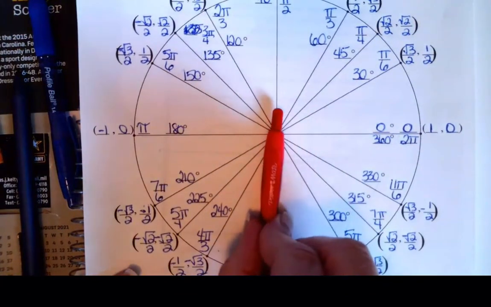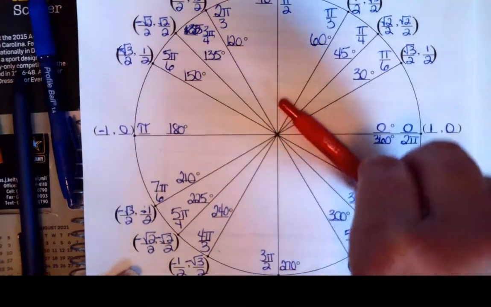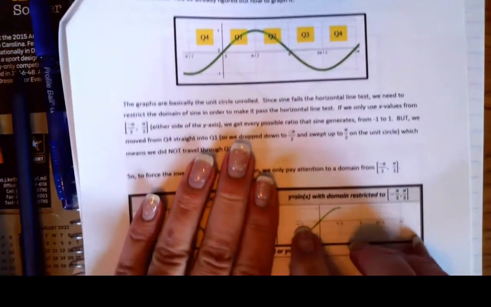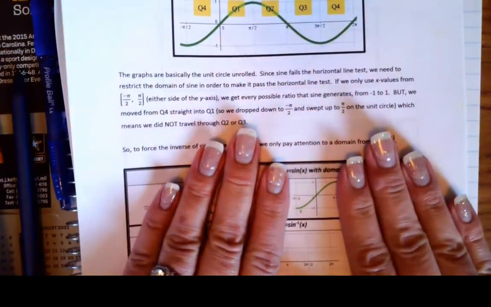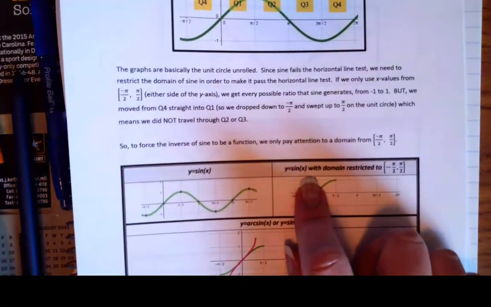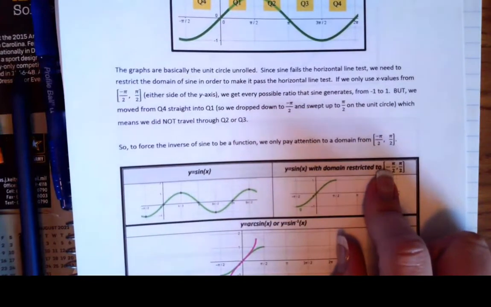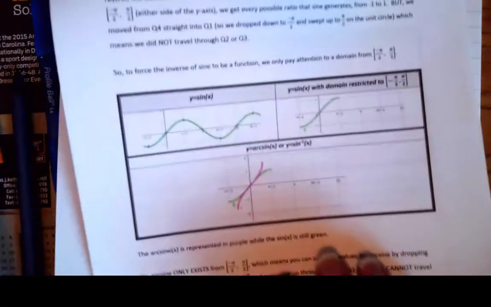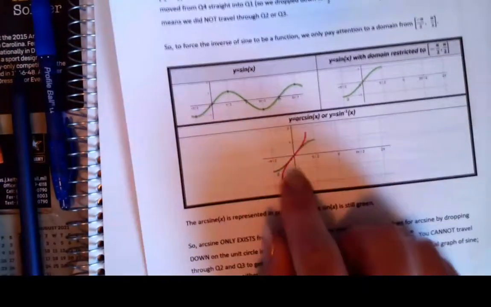So I'm going to move from quadrant 4, which is negative pi over 2. And I'm going to keep moving, and I'm going to sweep up through positive pi over 2. So what I did was I went from negative pi over 2, which is right here, to positive pi over 2. So this is just the graph of sine with my domain restricted from negative pi over 2 to positive pi over 2. Your range is still from -1 to +1. And then you'll notice I made a really, really pretty purple picture.